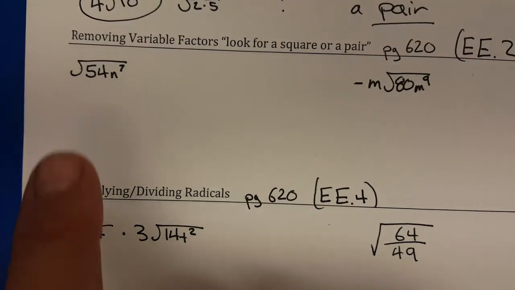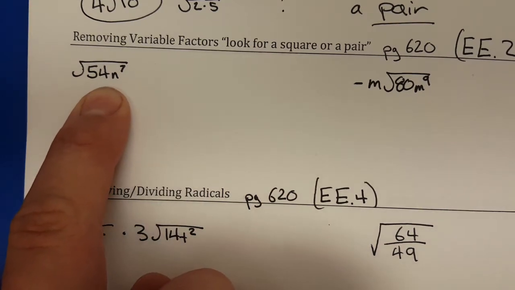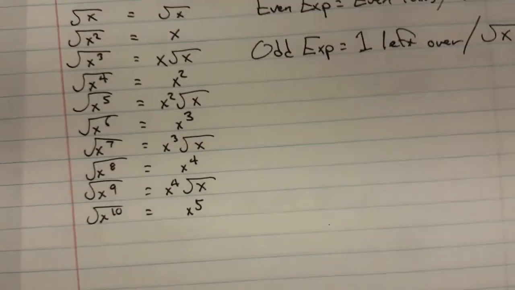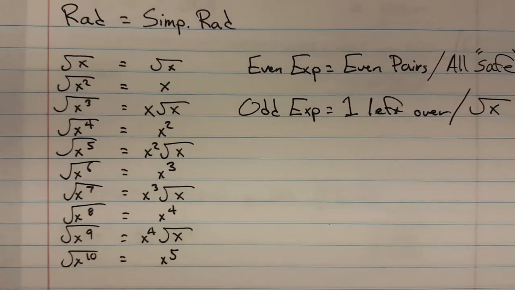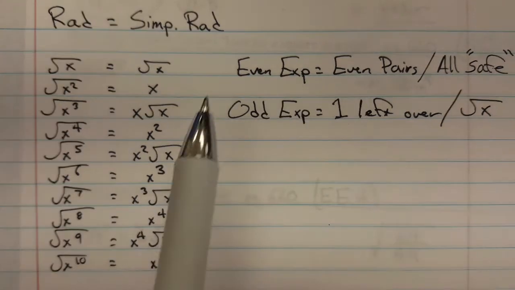Alright, we're going to jump right into removing variable factors. So what happens when you start sprinkling in some variables? Well, one thing that might help you is this list right here. Okay, so take some time, write this down somewhere. If you want to push pause and write this down, that'd be a good idea, then I'll explain it.